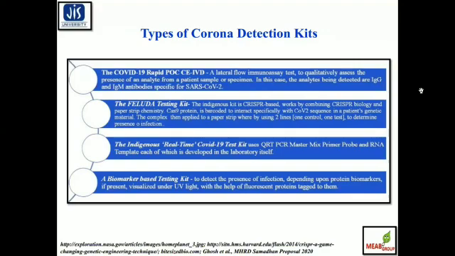The indigenous real-time COVID-19 detection kit is the third one, which uses quantitative real-time PCR master mix, primer probe and RNA template, each of which is developed in the laboratory itself.